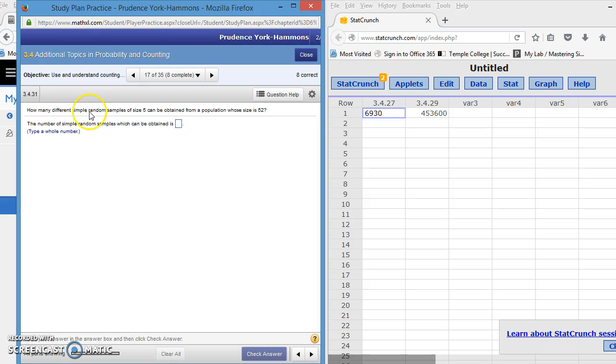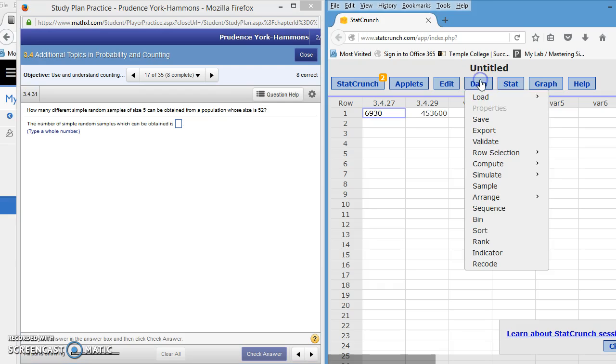How many different simple random samples of size 5 can be obtained from a population whose size is 52? Well, it means we have 52 objects and we want them to be taken 5 at a time. It doesn't matter what order they're in. It's not like we're indicating that we're ordering them in any particular way. So this looks like it probably should be a combination.